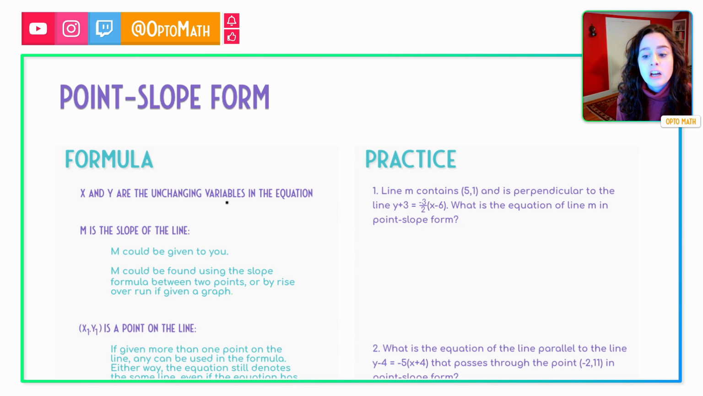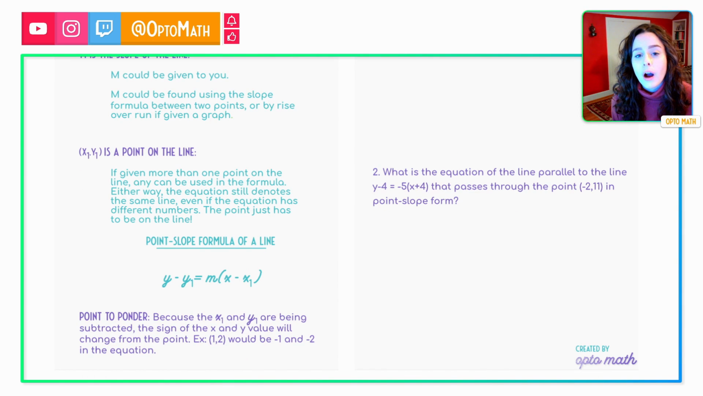X and Y are the unchanging variables in the equation. M is the slope, and it could be given to you, or if you're given 2 points, you can simply find the slope. X1, Y1 is a point on the line. It's just 1 point on the line, but you can use any point that's on the line in the point-slope formula. Because lines do have only one slope, but they have lots and lots of different points on them. So if you're given more than 1 point, just pick one and use it.